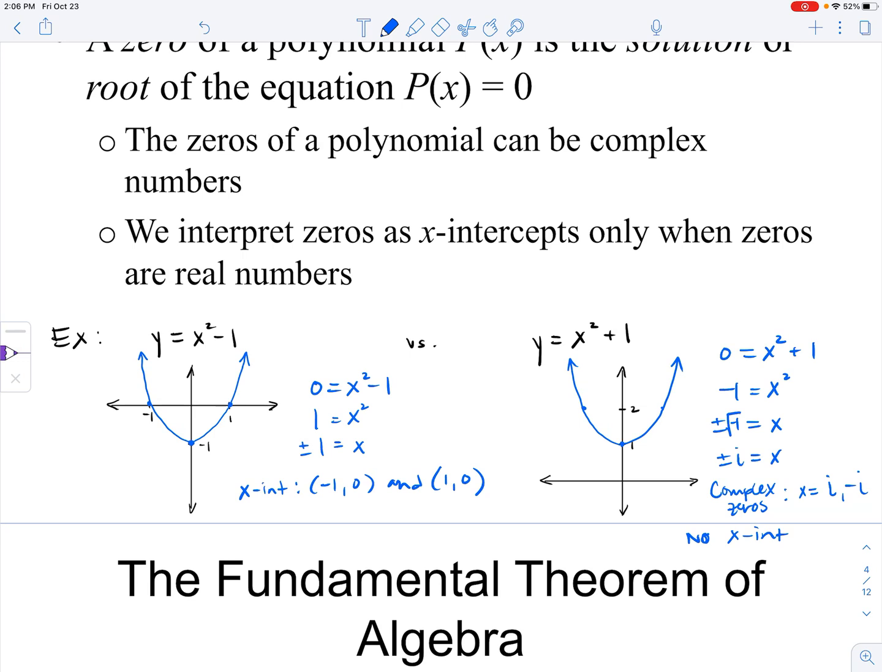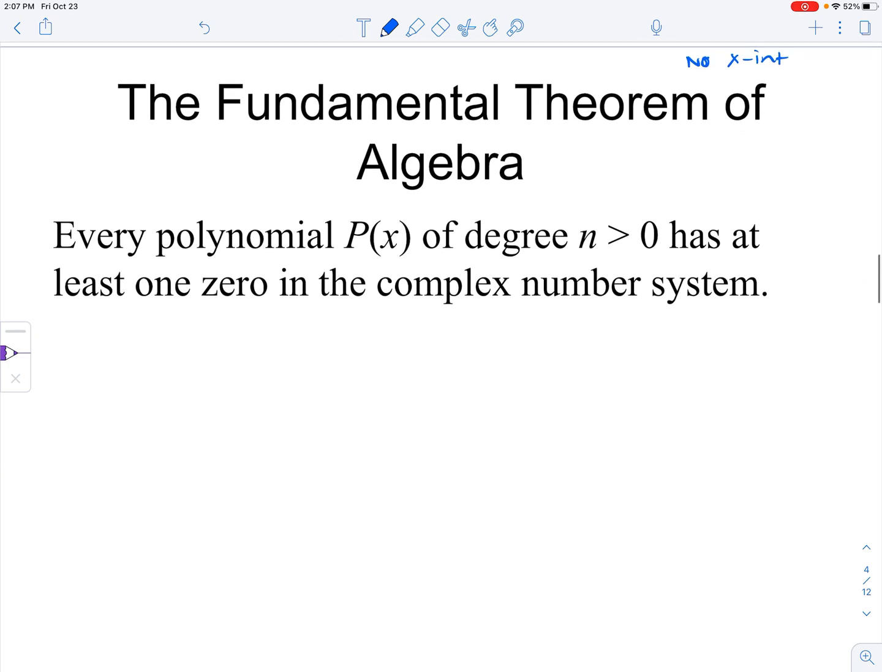Okay, so we could see that the function on the left had 2 real zeros, which corresponded to 2 x-intercepts. And on the right, y equals x squared plus 1 had 2 complex zeros, no real zeros though, and therefore no x-intercepts.